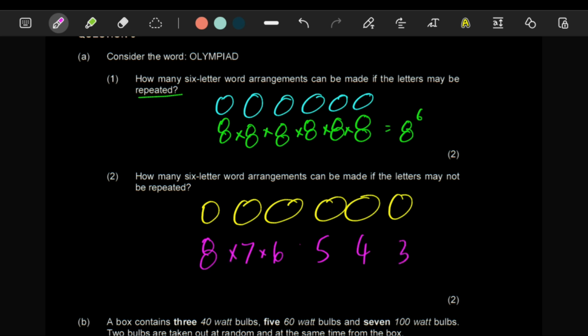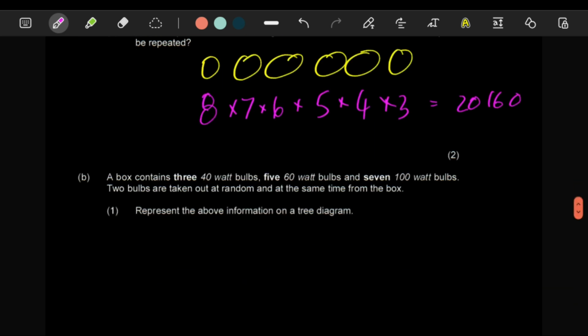You see, this is the number of options that you have for a 6-letter word where letters may not be repeated. Now, here we can clearly see that your answer in the calculator is just going to be 20,160.